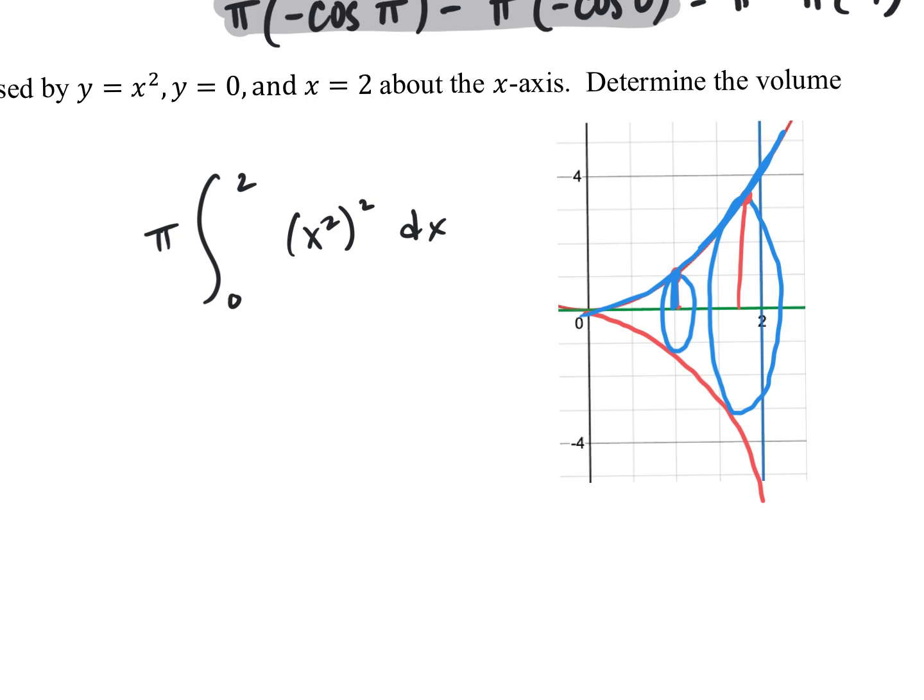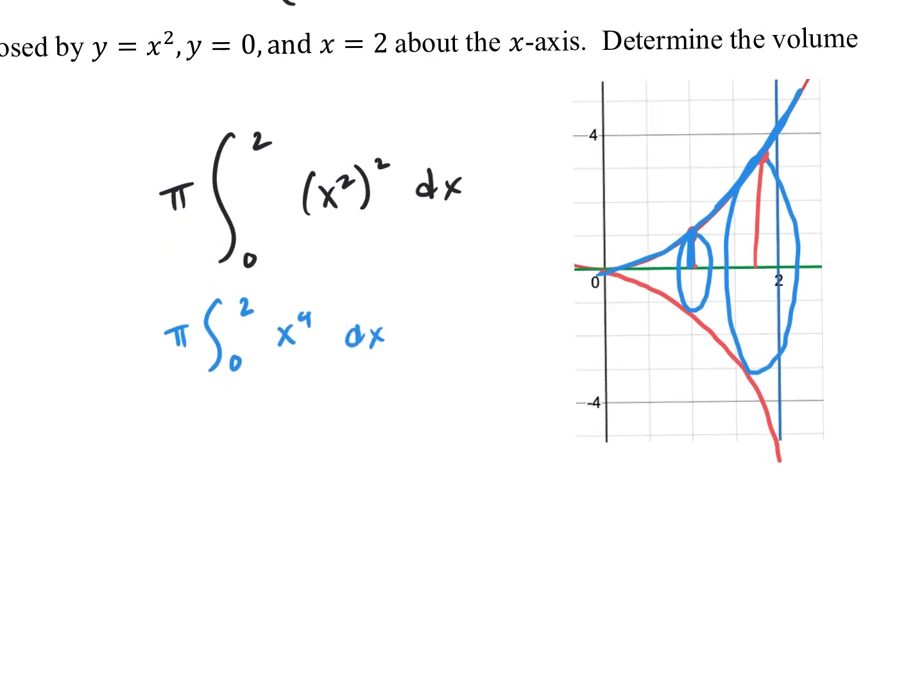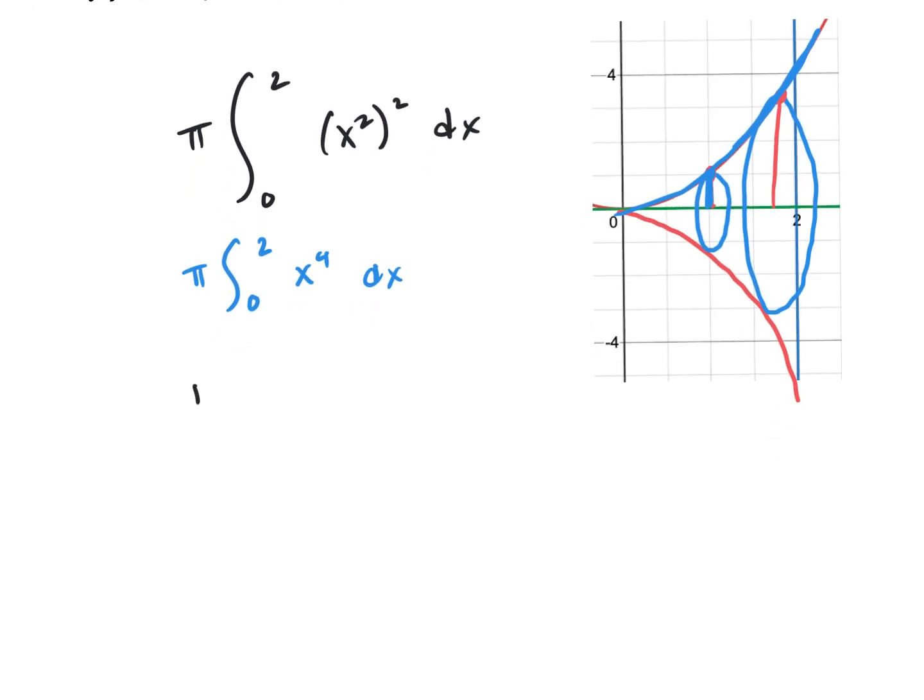Guys, we are smart people. Let's simplify this before we integrate it. X to the second, squared, is x to the fourth. Now we're ready to integrate it. Antiderivative of x to the fourth is x to the fifth over 5 from 0 to 2.